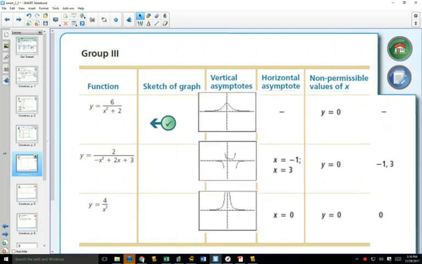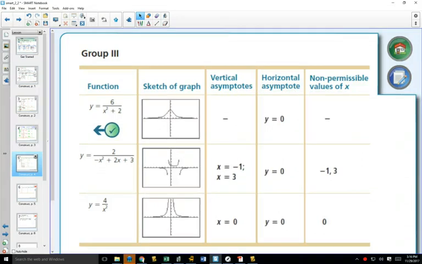Here are the first 3. And we can put in the asymptotes. This one has an asymptote here. This one has an asymptote here and here and here. This one has an asymptote here and here.